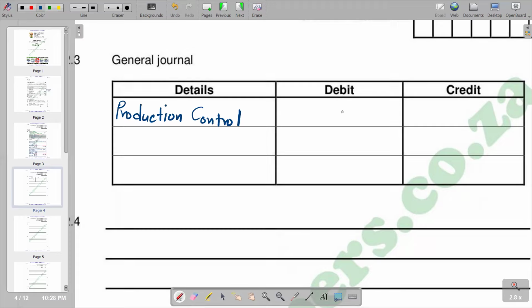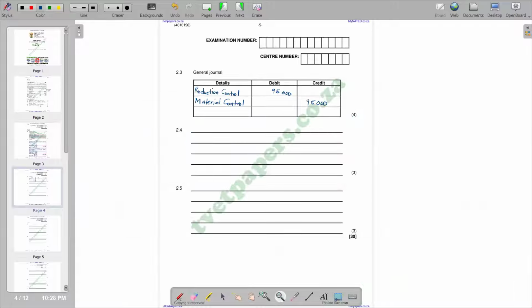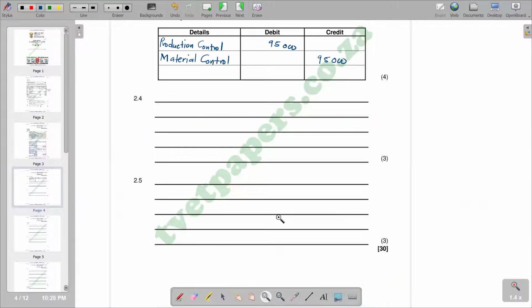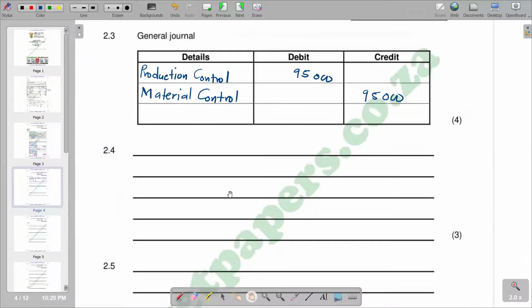Which the total is 95,000. And then we credit material control, where we also have 95,000. So basically that's what we have on that part. So going on to the next question.